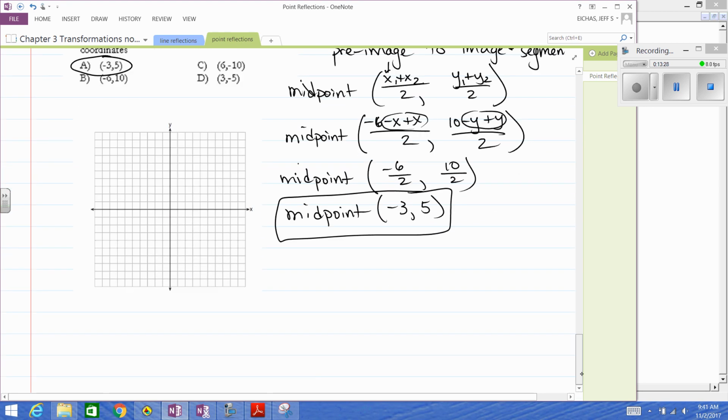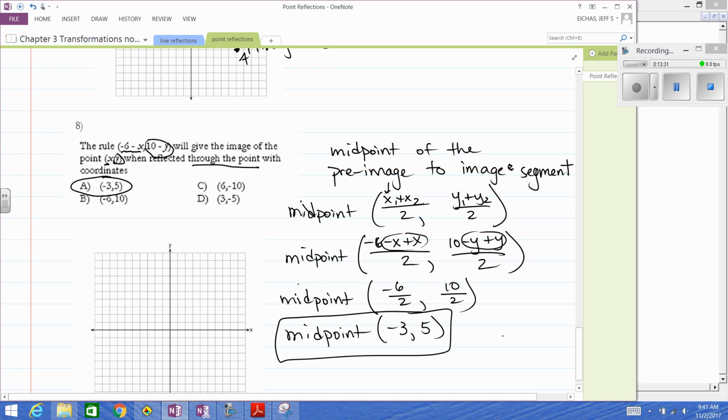What we do when we do this is we make up a point for A. We will map it to A prime following the rule, and we'll see if, in fact, the midpoint of that segment is negative 3, 5. So let's make that up. I'm just going to try negative 2, 10. Just something crazy. See if we can actually get this done.